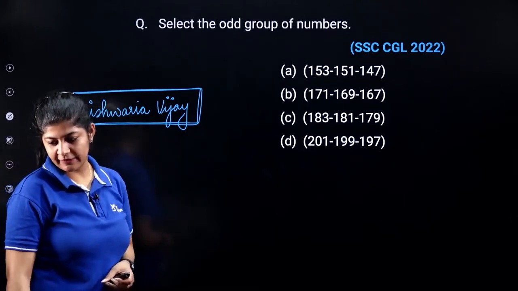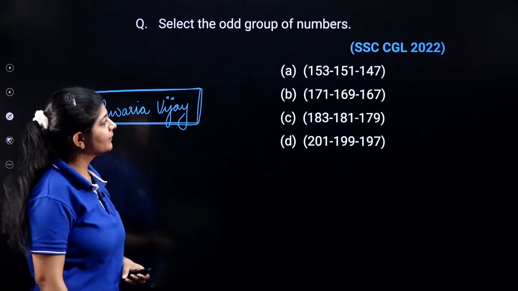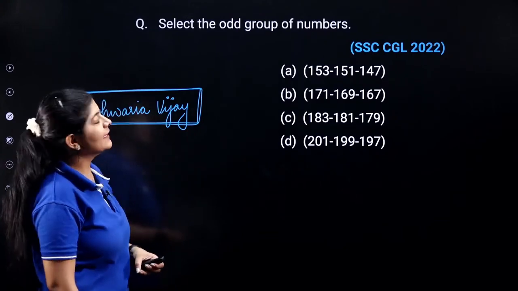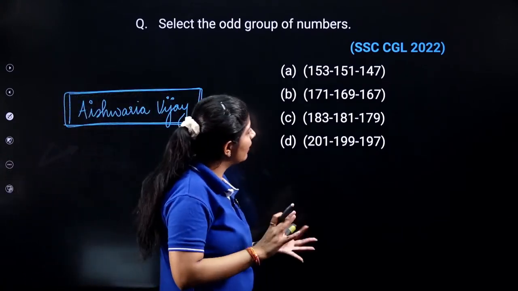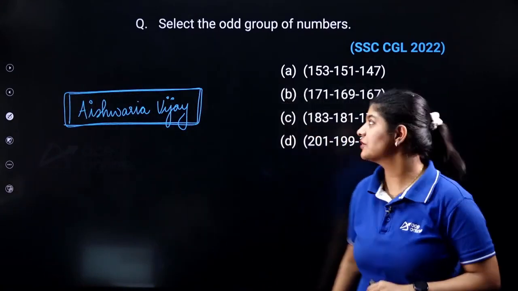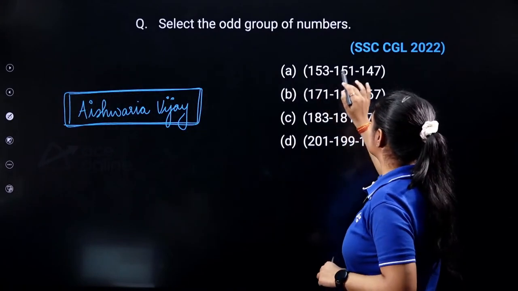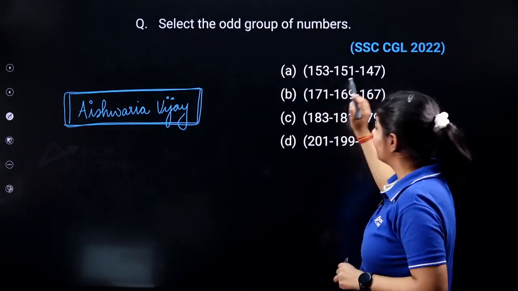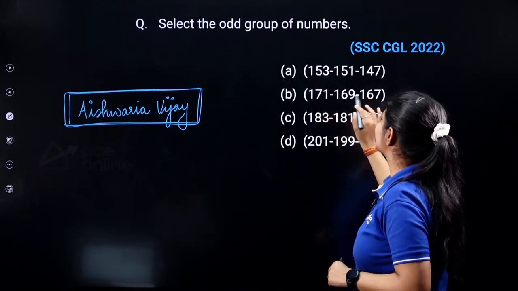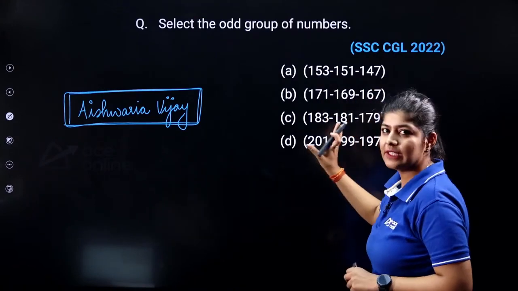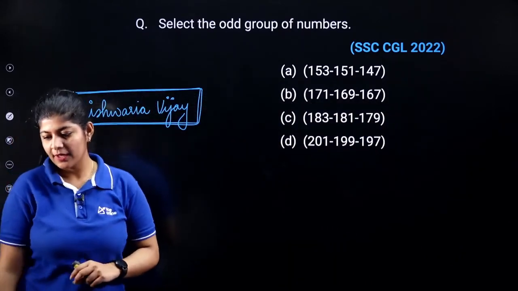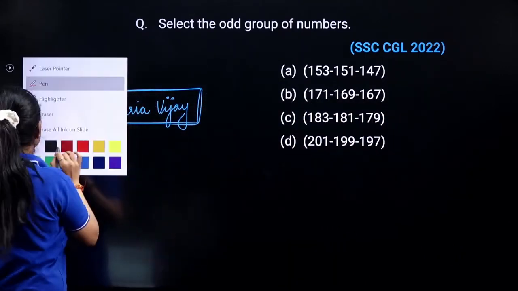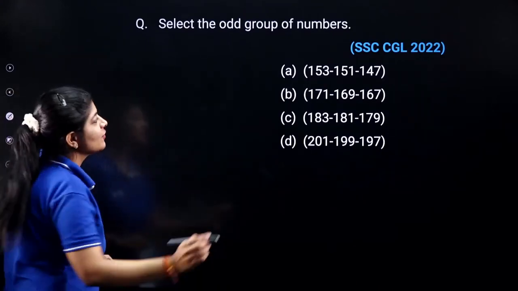Very good, Shrisha, very good, Vara. Okay. If we see these particular options, we know that these options are somehow near each other, right? 153, 151, 147, 171, 169, 167. These options are nearby to each other.